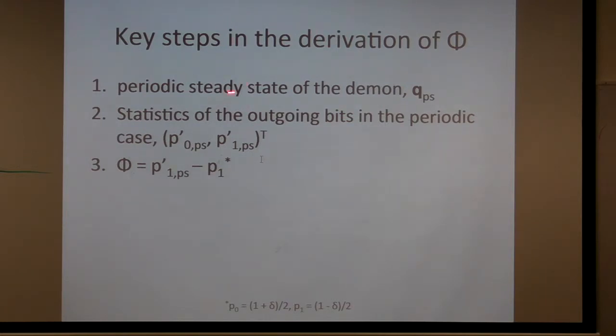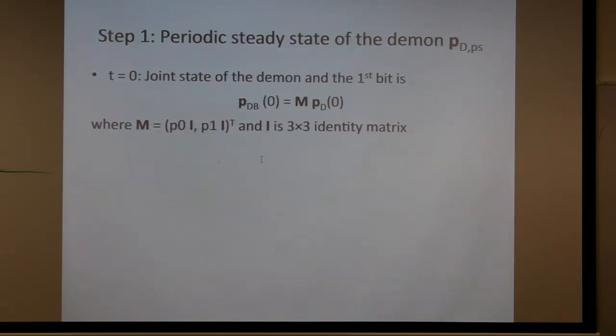Okay, so all I'm trying to say is that it's a 3-step calculation. We find out the periodic steady state of the demon, we find out the statistics of the outgoing bits in this periodic steady state, and that gives me phi by this formula. Okay, and let's go to the first step. What happens at t equal to 0?